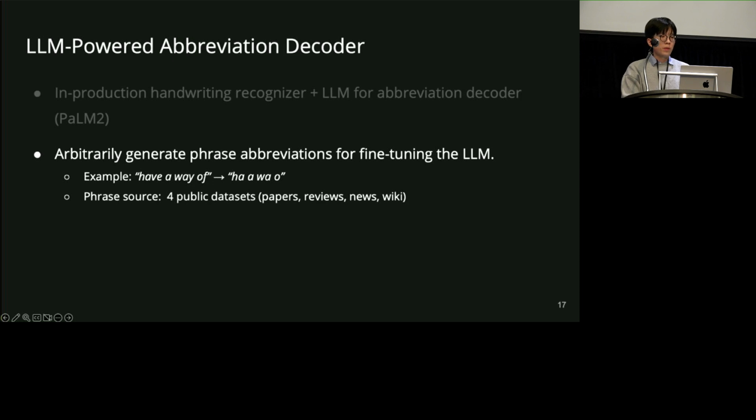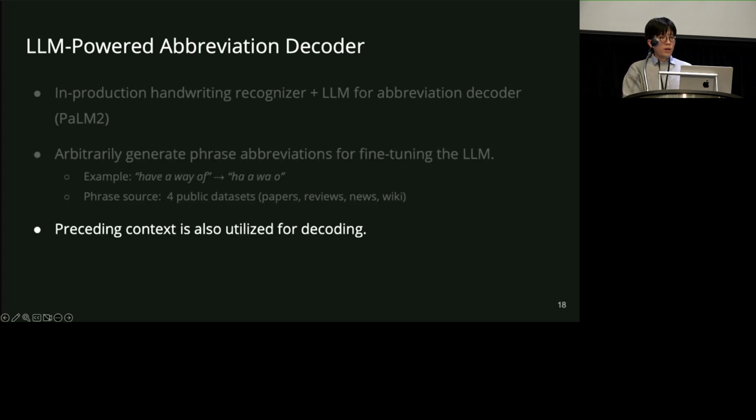To do fine-tuning, we need to first construct a training dataset. We chose the data synthesis approach to arbitrarily generate abbreviations for millions of phrases. For example, if the target phrase is "have a way of", the generated abbreviation can be HA, A, WA, O, or any other combination of word prefixes. We generated millions of phrases from 4 public datasets, including academic papers, movie reviews, news, and Wikipedia articles.